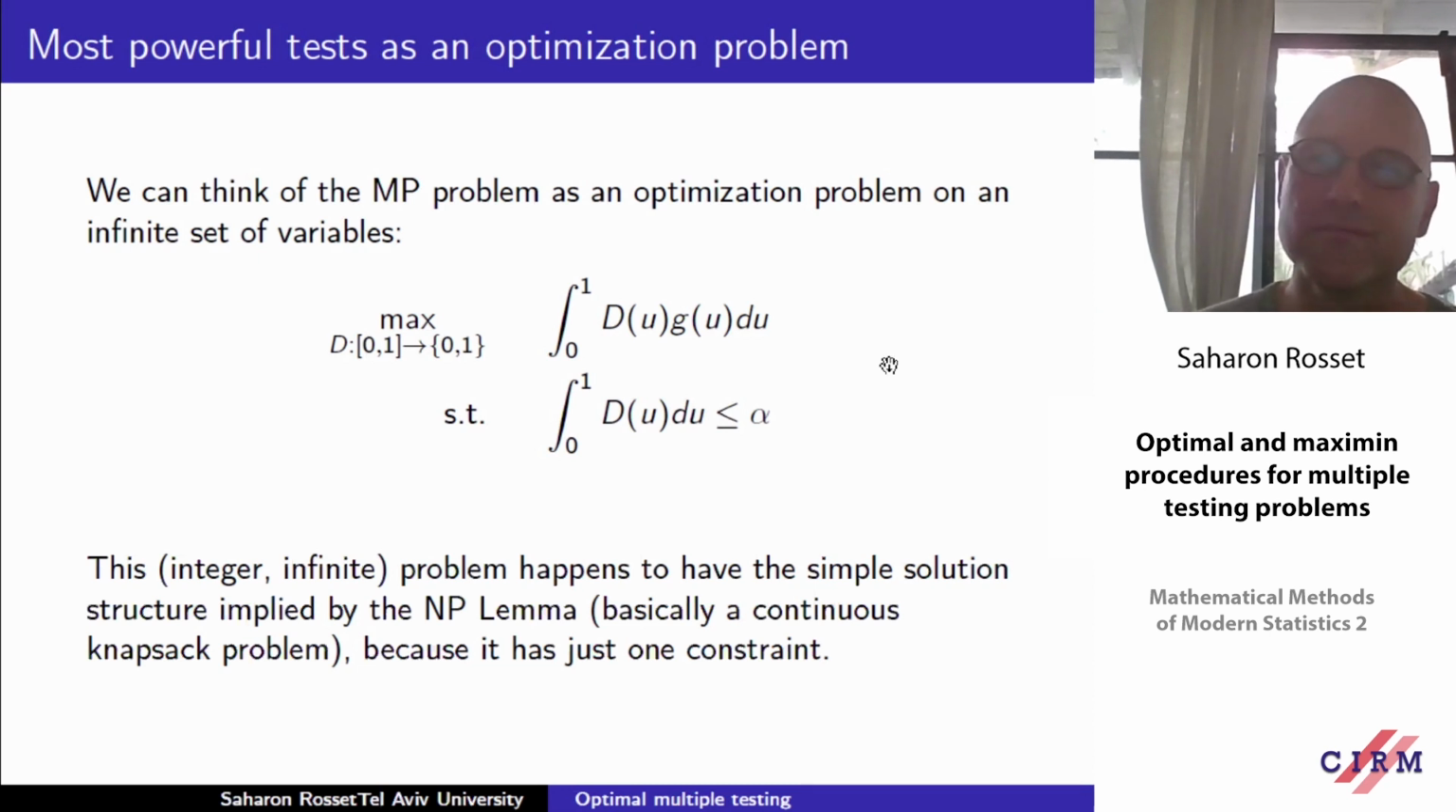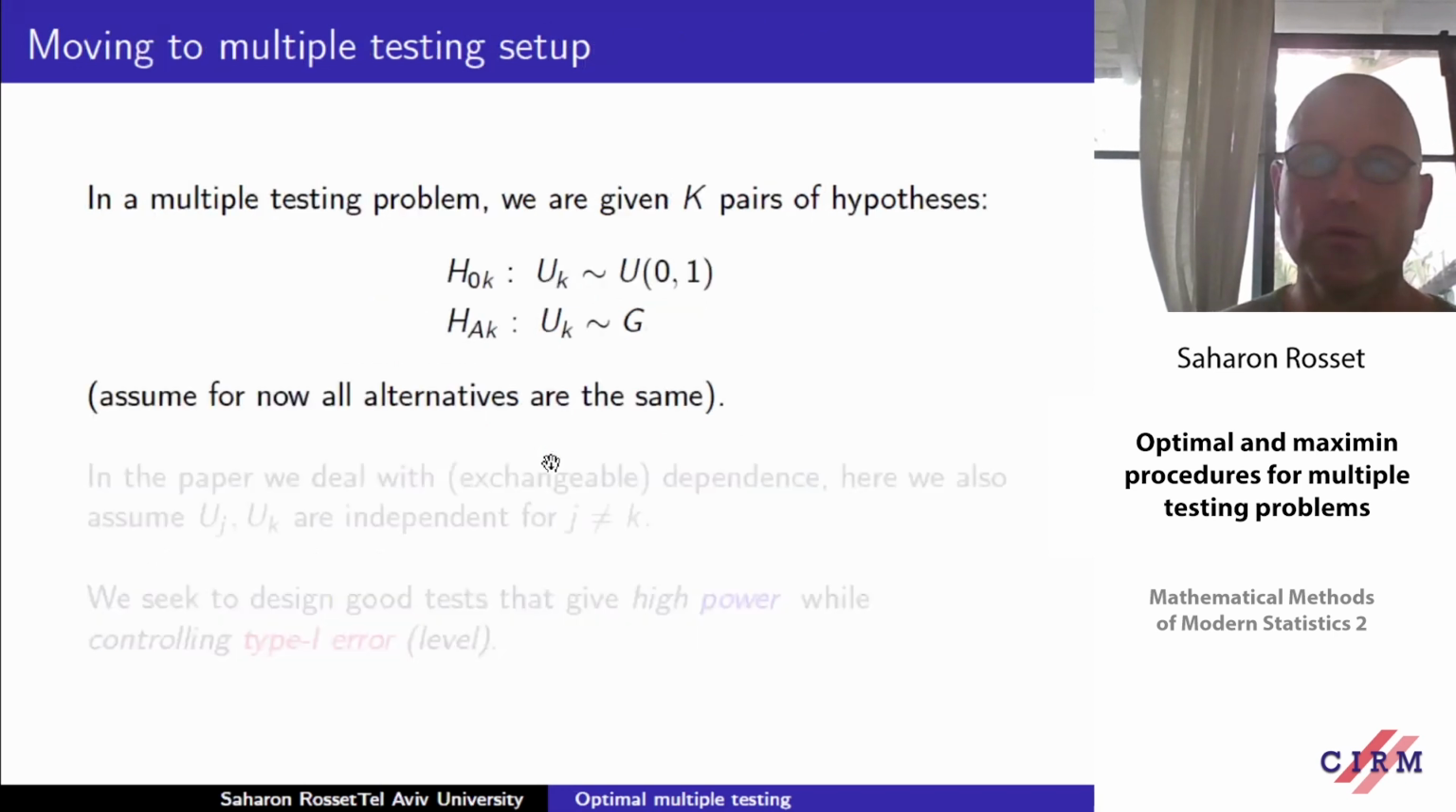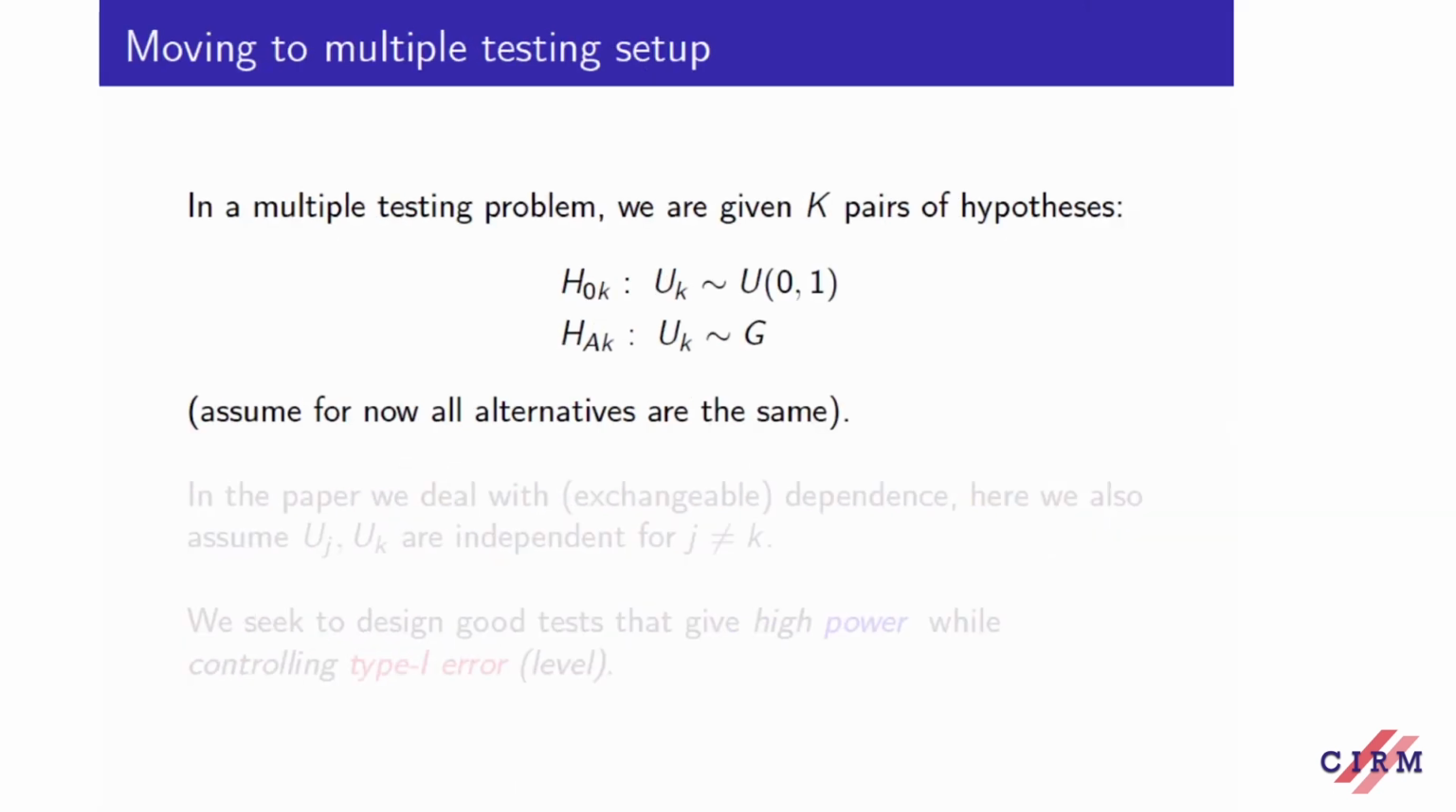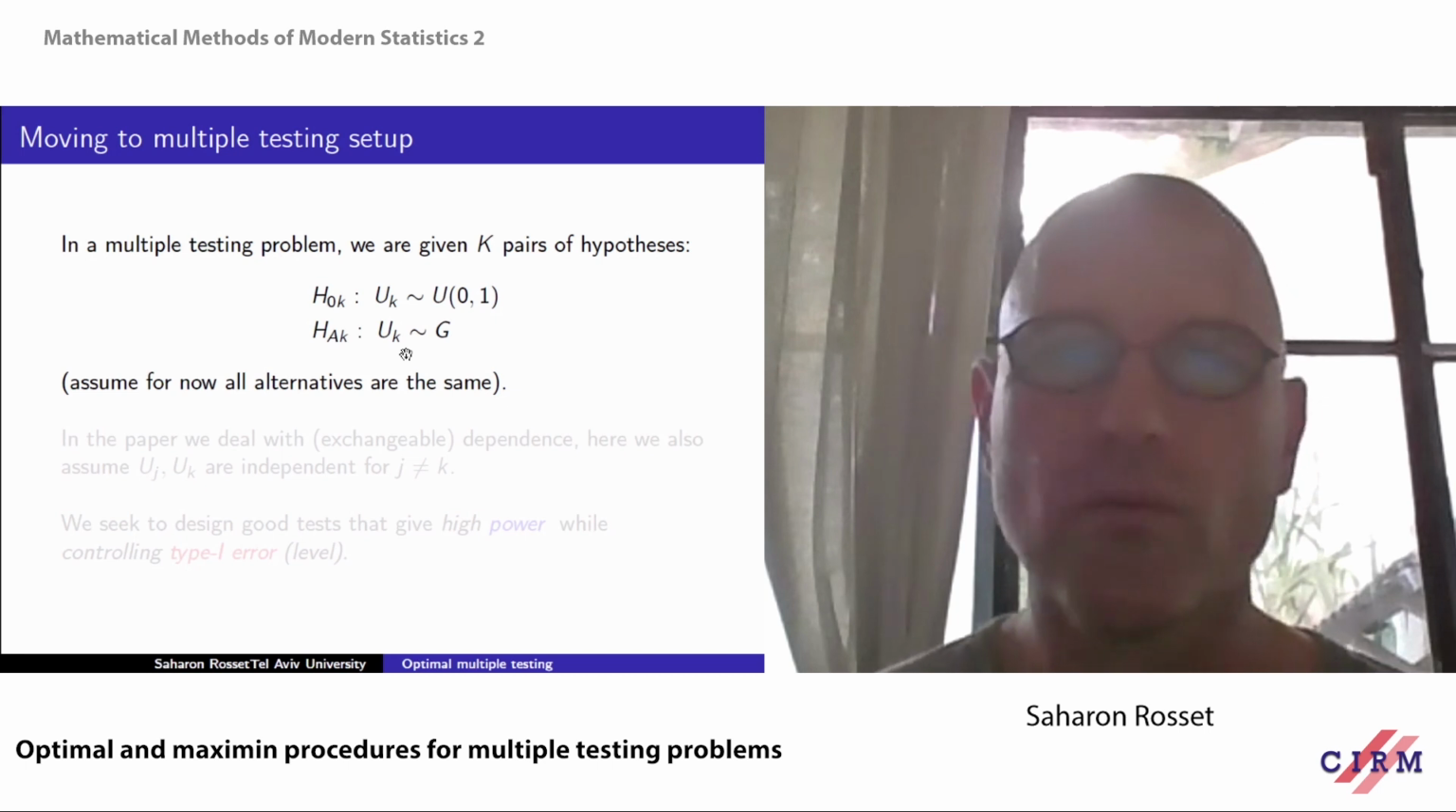So a supposedly very frightening looking optimization problem has a very simple solution, and therefore we have the Neyman-Pearson lemma that tells us what the optimal solution is. Once we move to multiple testing, we can think the same way. Instead of having one pair of hypotheses, we now have big K pairs of hypotheses, and big K is going to be the number of hypotheses throughout my talk.